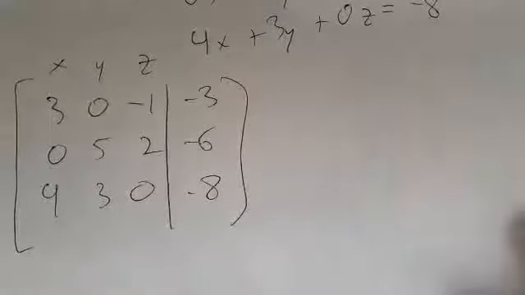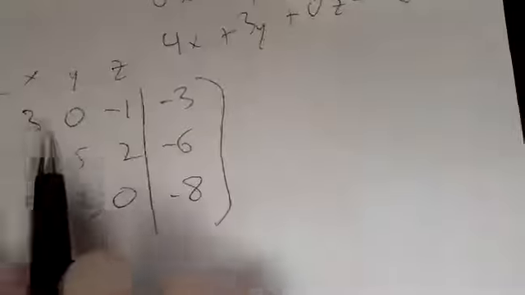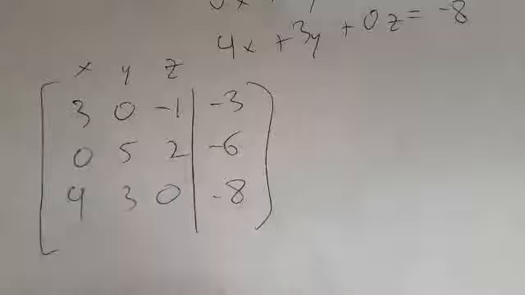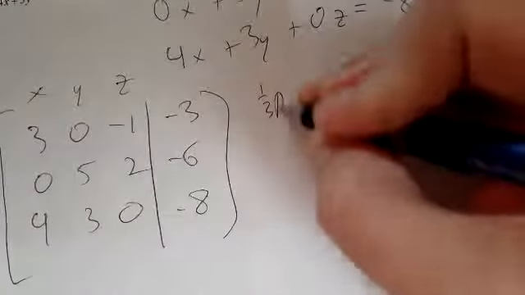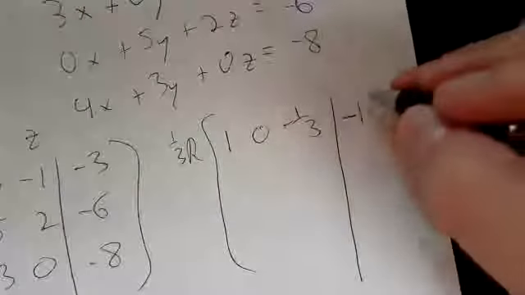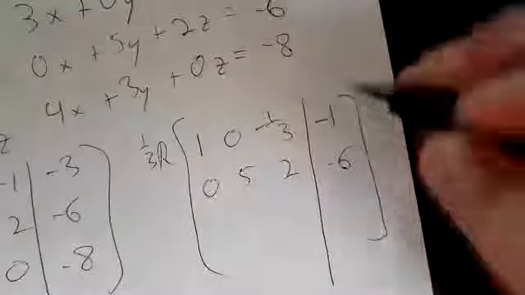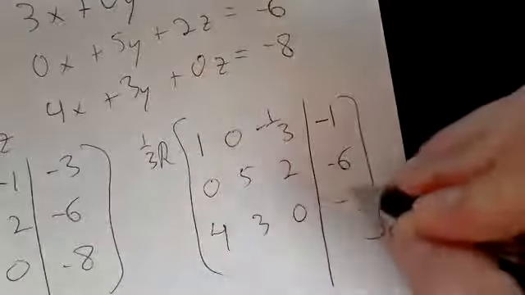Okay, so I'm looking at this. I want to do row echelon form. Not row reduced, sorry, we're just doing row echelon form. So what's the first thing I want to do? There's a few things you can do, but the first thing I did is make this a 1. I have to divide everything in this row by 3. So 1/3 R1 was the first thing I did. I'm going to start getting fractions. Oh no. So it looks like 1, 0, minus 1/3; 0, 5, 2, minus 6; 4, 3, 0, minus 8.